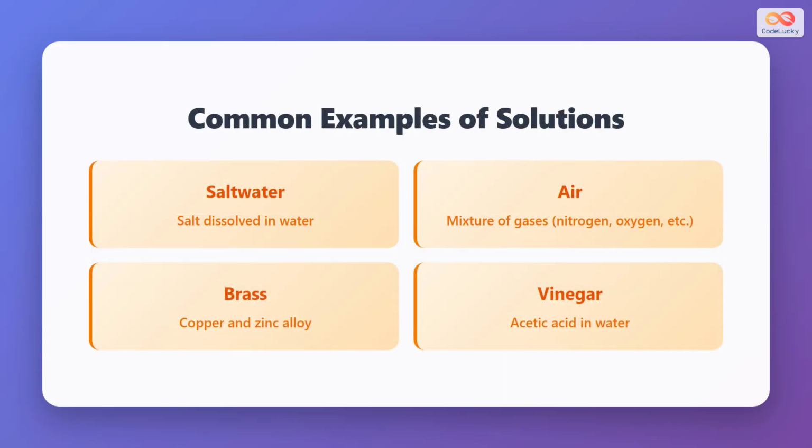Let's look at some common examples of solutions we encounter every day. Salt water is formed when salt dissolves in water and is found in our oceans and can also be made at home. Air is a gaseous solution containing a mixture of gases including nitrogen, oxygen, carbon dioxide, and others, all evenly distributed. Brass is a solid solution or alloy made of copper and zinc, commonly used in musical instruments and door handles. Vinegar is a liquid solution where acetic acid is dissolved in water, and we use it in cooking and cleaning.